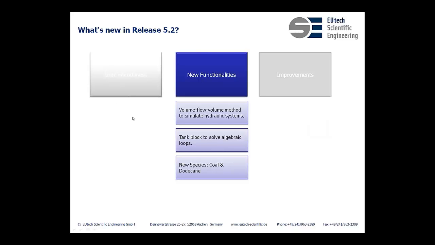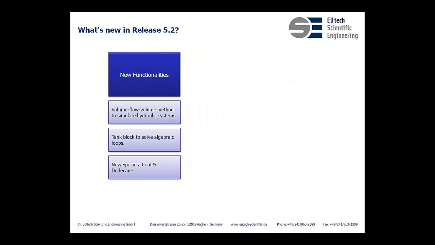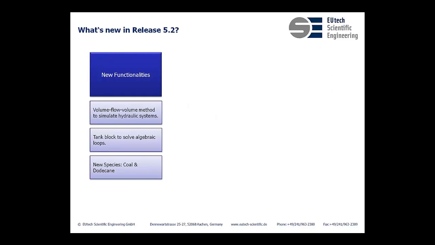So now we've covered the user friendliness. We move to the new functionalities that we added in this version. We have basically here two major additions: the volume flow volume method to simulate hydraulic systems, and optimizing the tank block to solve algebraic loops in Simulink. And we have a tinier addition that is adding two new species, coal and dodecane. So let's start with the first one, the volume flow volume method.